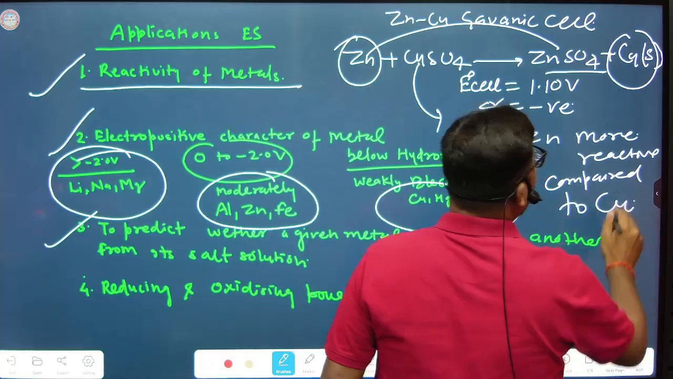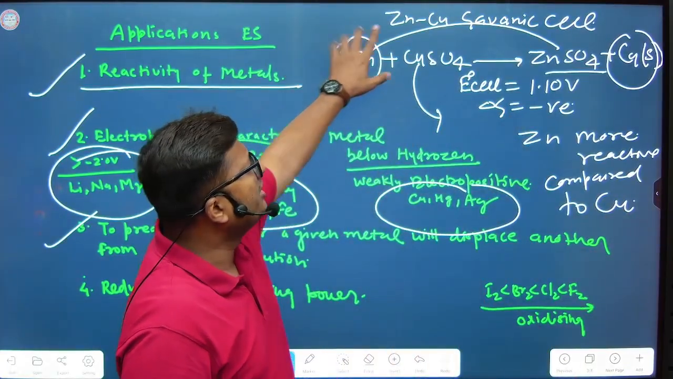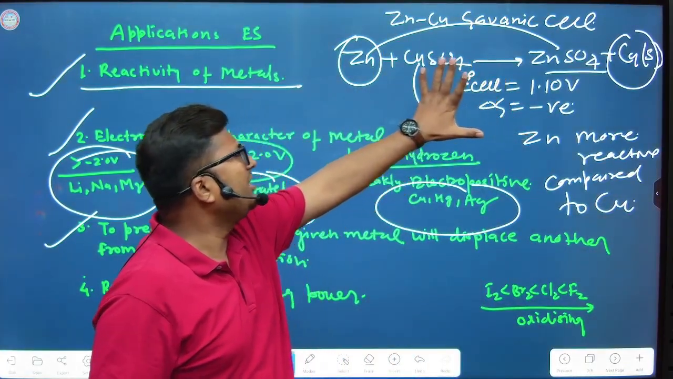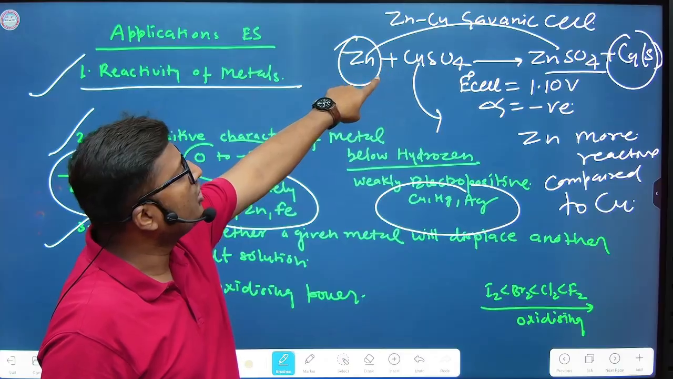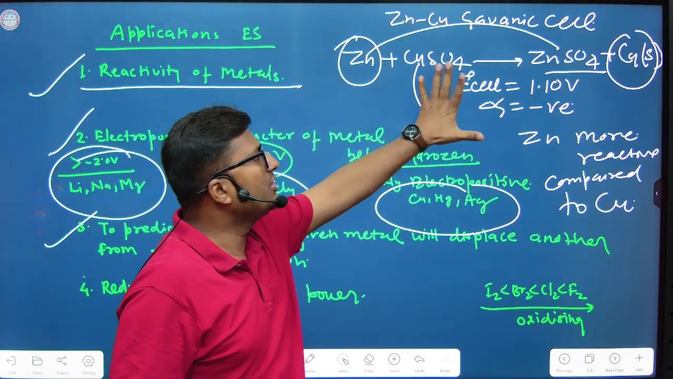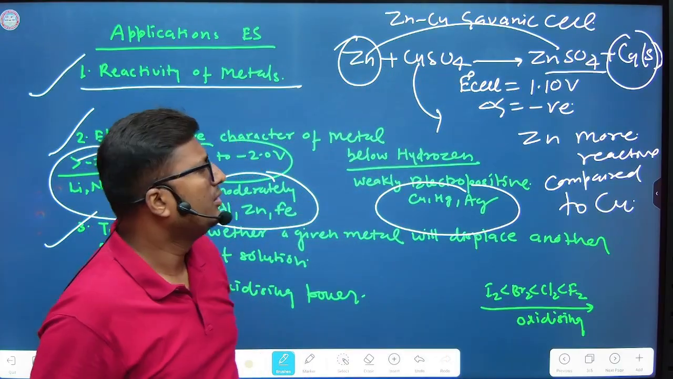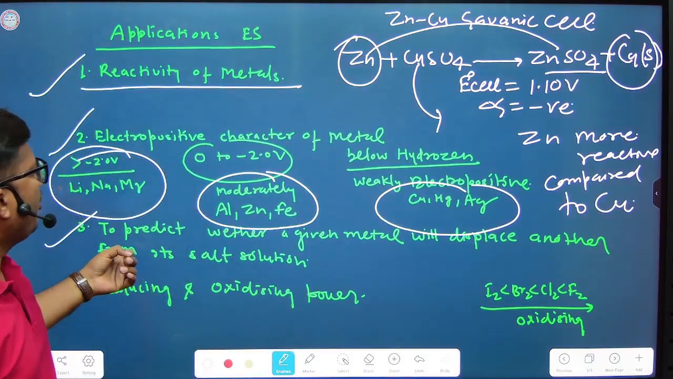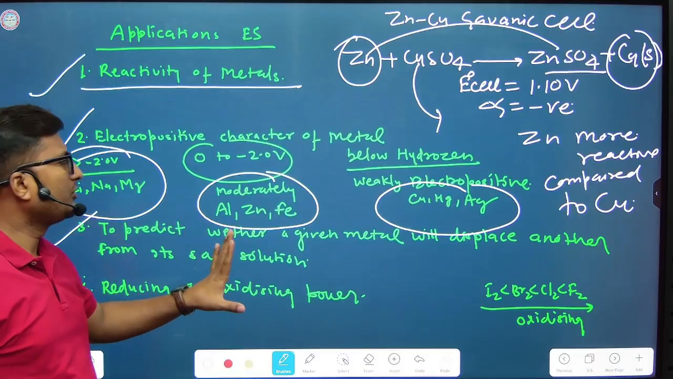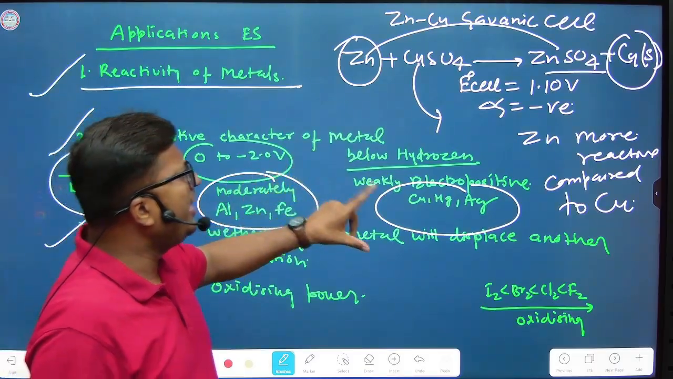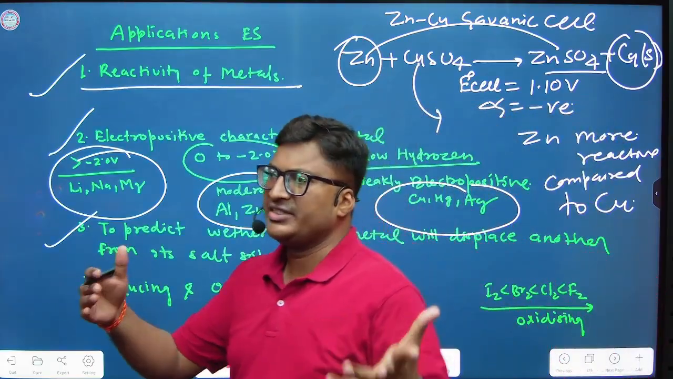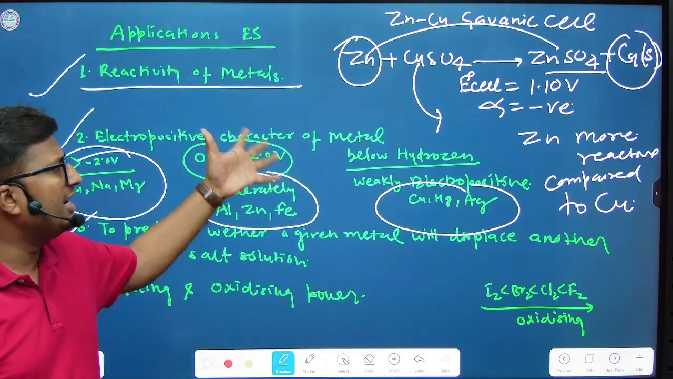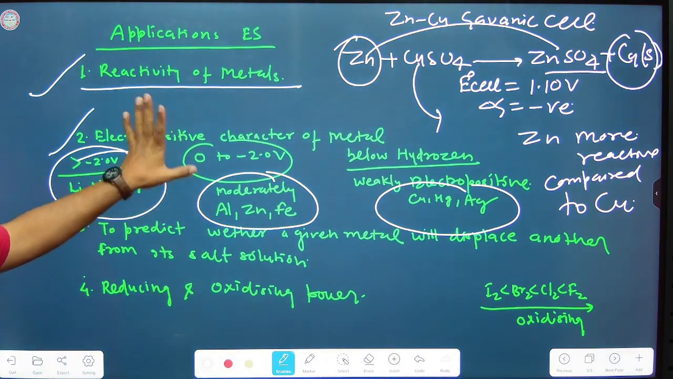So zinc is more reactive compared to copper, right? So it is easily oxidized into Zn2+. That is why zinc is able to displace copper from the copper sulfate solution as copper solid. So this type of prediction can be explained for a variety of cell potentials, a variety of cell reactions in an electrochemical cell.